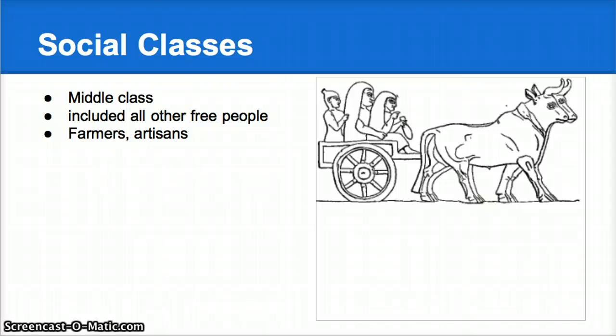Middle class. This class includes all other free people. This would have mostly artisans and farmers. And most people were of the in-between class, in the middle class.